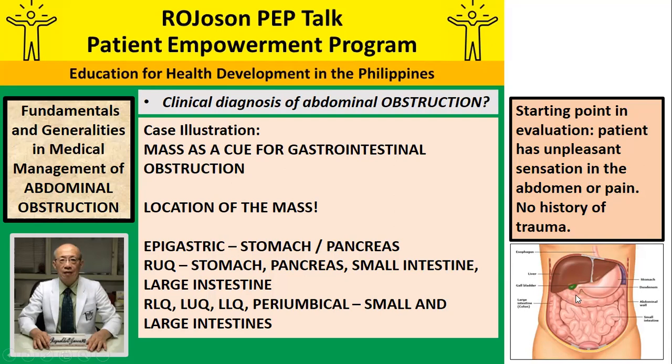So in this patient, there is no jaundice. That's why you don't consider the liver. Now, if you have a mass in the right lower quadrant, left upper quadrant, left lower quadrant, or periumbilical, in the middle around the navel, then you think of the small and large intestine. So you localize the mass and then try to come up with a more specific diagnosis based on the location, which is usually based on the anatomy, where the organs are.